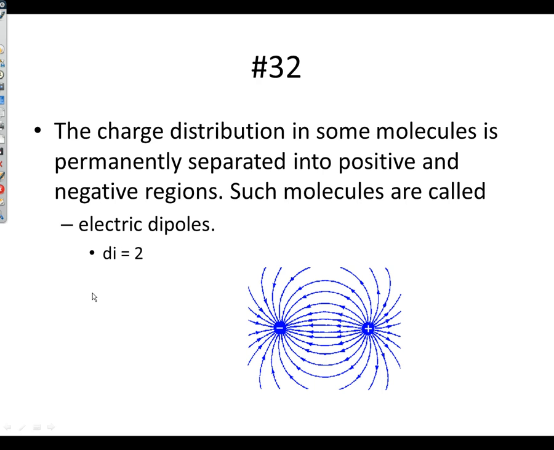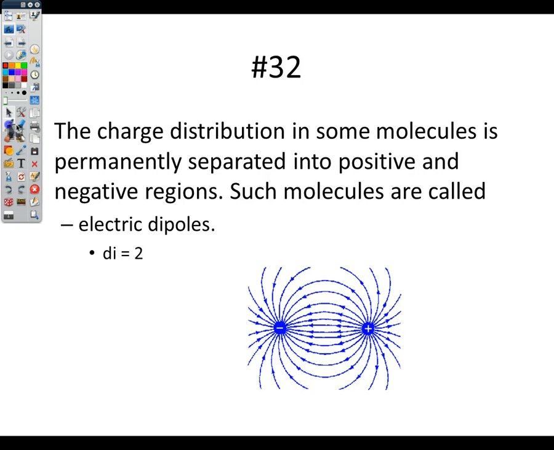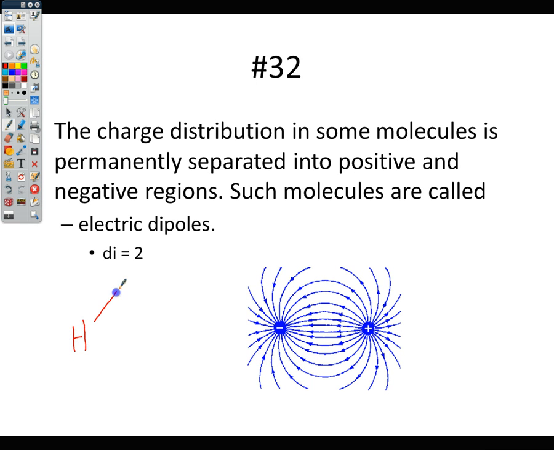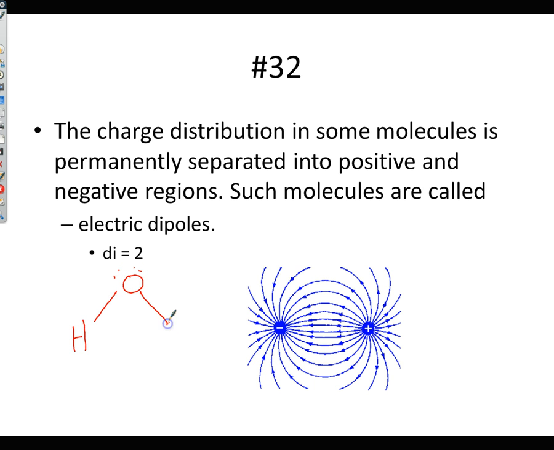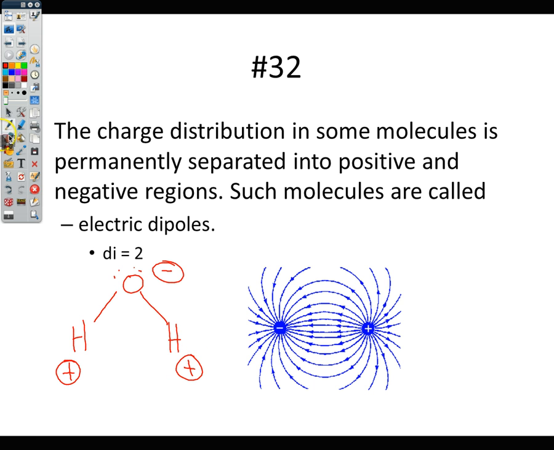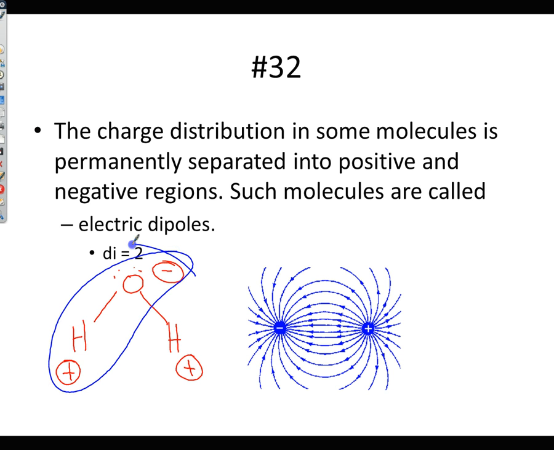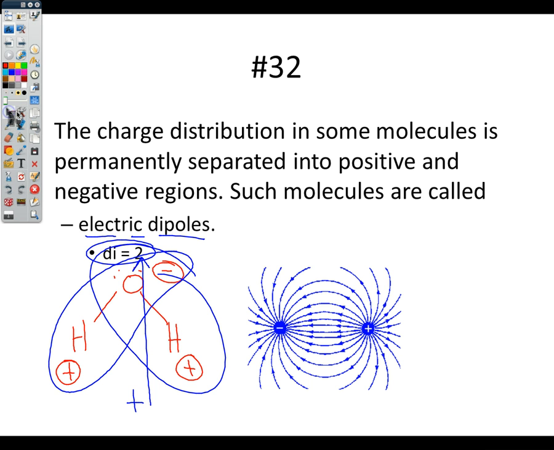The charge distribution in some molecules is permanently separated into positive and negative regions. So we call those molecules dipoles. If I have water, here is water, and I have a hydrogen, an oxygen, another hydrogen, the oxygen tends to be negative and the hydrogen tends to be positive. Where we have the difference between the two, we end up having what we call a dipole. So there would be a dipole here, there'd be another one here. The overall dipole would be positive on this side, and it would point this way to the negative on this side. So electric dipole, remember the word di means two, and that should help you a little bit with that question.